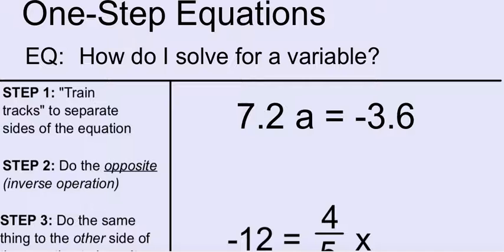Well, the 5 same steps still exist. I need to create my train tracks to separate the different sides to the equation. I need to do the inverse operation, which is also known as doing the opposite operation. I need to keep it balanced by doing the same thing to the other side. I need to solve and then check.